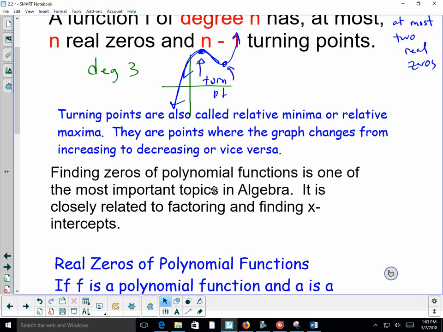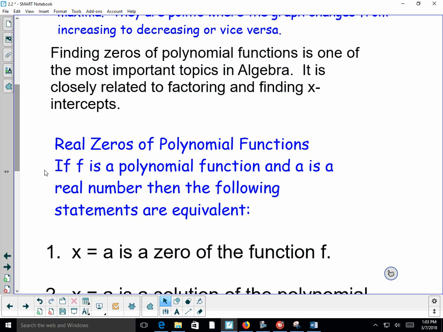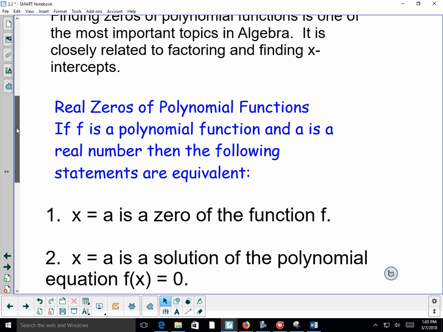So finding zeros of polynomial functions is one of the most important topics in algebra. It's closely related to factoring and finding x-intercepts. All right, so real zeros of polynomial functions. If f is a polynomial function and a is a real number, then the following statements are all equivalent. The first one is x equals a is a zero of function f. And the second statement is x equals a is a solution of the polynomial equation f of x equals 0.